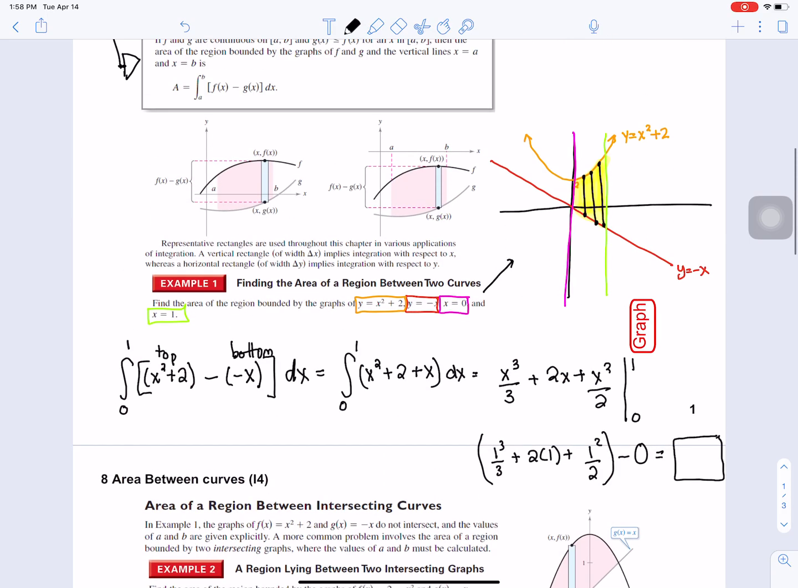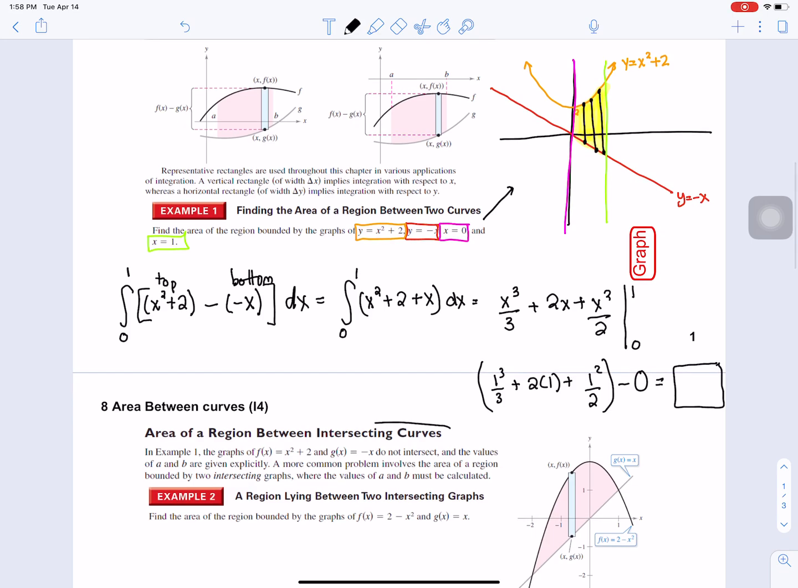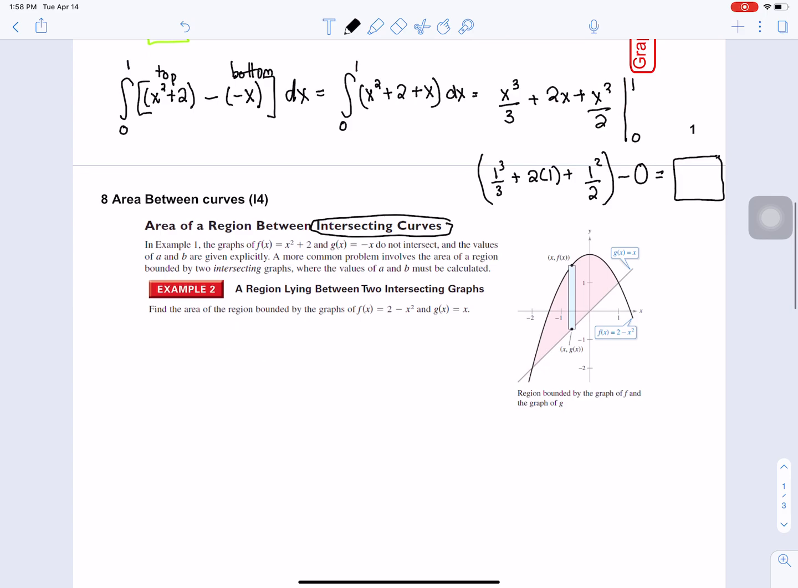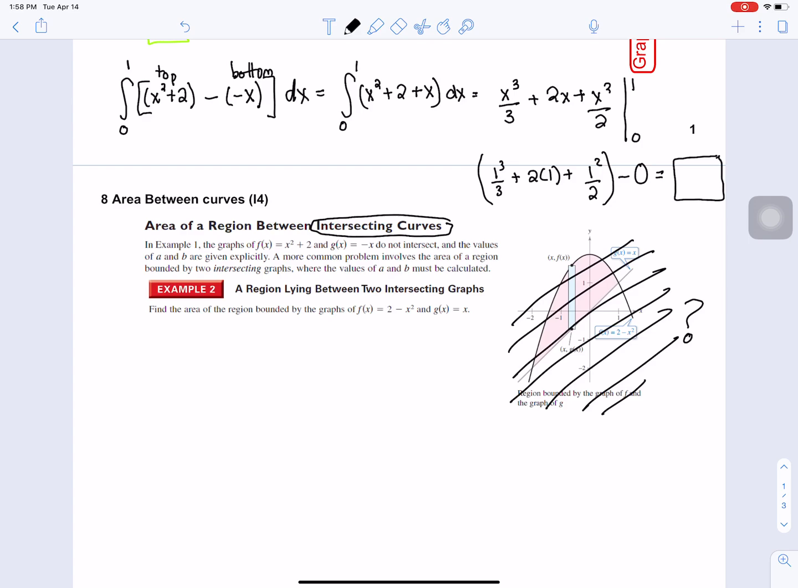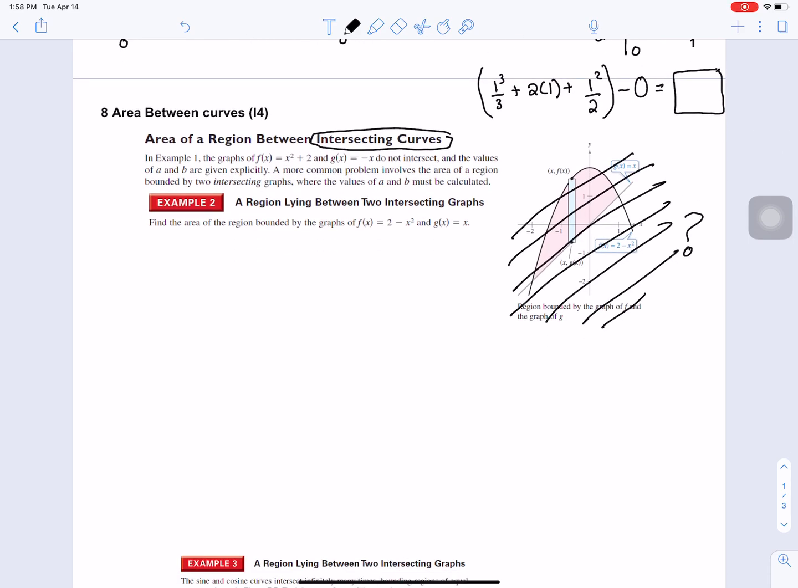So in example 1, my curves didn't intersect at all. But here, now we're going to get curves that are intersecting. Okay. So I'm going to pretend this graph wasn't given. I don't know what these graphs look like. So we want to make sure that you're able to solve the problem without the graphs being given to you.